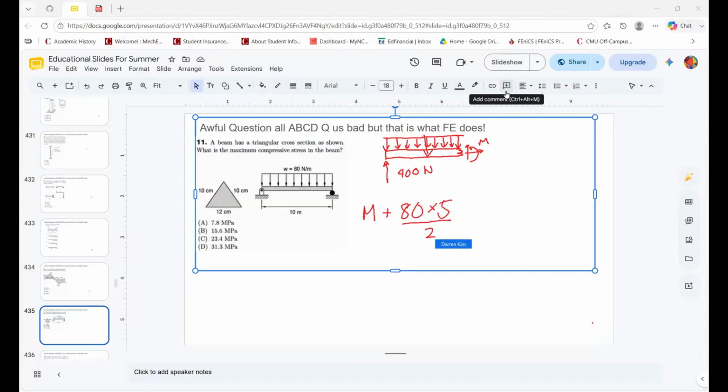No, divided by, sorry, not 2. Divided by 5 divided by 2. And it's going to be negative 400 multiplied by 5, which equals 0 at this point. This moment is going to be created. So let's get the calculator out and try to do this real quick. 80 multiplied by 5 multiplied by 5 divided by 2 minus 400 multiplied by 5 equals about negative 1000.